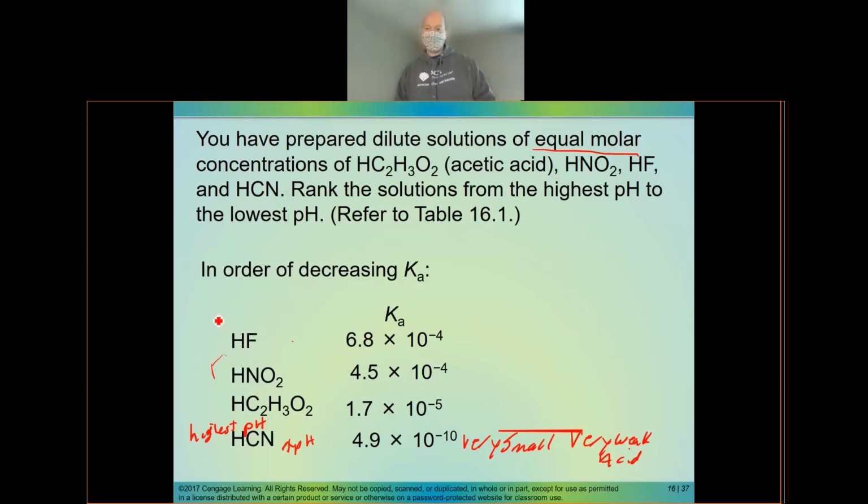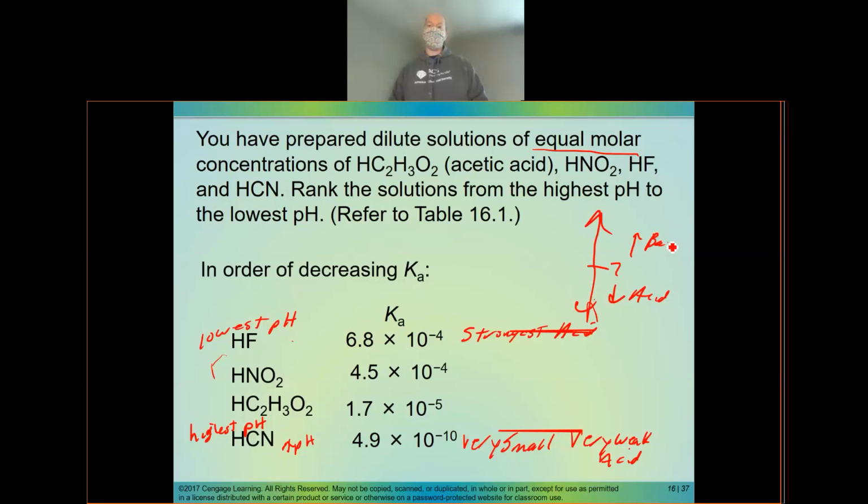And HF, this is the largest Ka value. That is the strongest acid. Your strongest acid is going to have the lowest pH. So again, you have your cutoff. Your cutoff is 7. 7 is neutral. If you're going this way, you're acidic. If you're going this way, you're basic. So anything less than 7 is an acid. Anything greater than 7 is a base. Of course, the smaller the number you are, the stronger your acid.